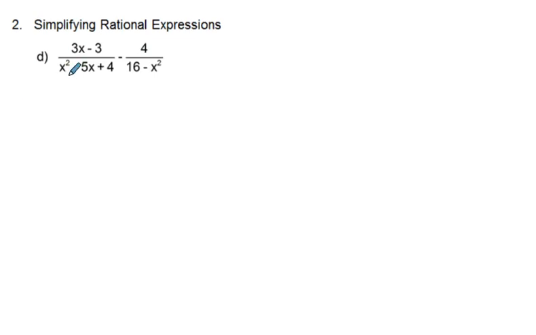Next, D. Okay, so we have a little level of complication. On the right here, we have this 16 minus x squared. I'm going to see if we can rewrite this so we have a positive x squared. Well, that's the same as negative 1 times x squared minus 16. Okay, so let's go ahead and do our rewriting.